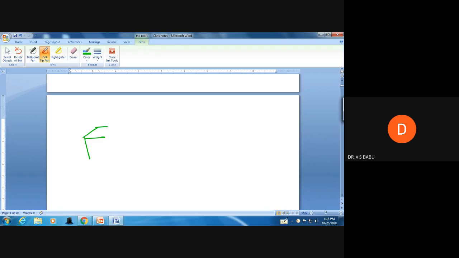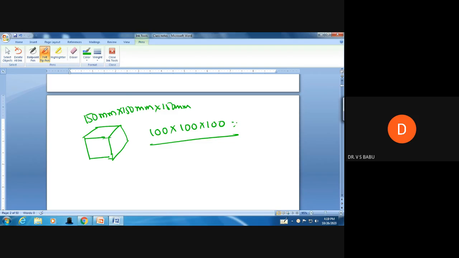Suppose you may test the cubes. That means the cube is 150 mm by 150 mm by 150 mm. This is the normal size. This is the normal cube, so we cast it for ordinary concrete and structural concrete. But in the case of high strength, the cube size is 100 by 100 by 100 mm. These size cubes are cast for high strength concrete.